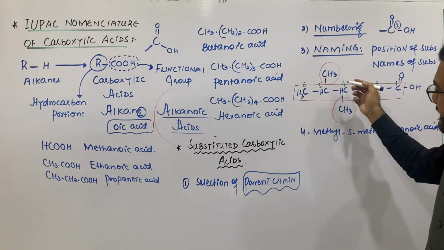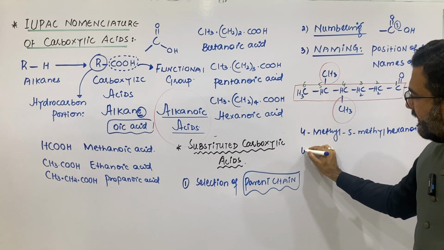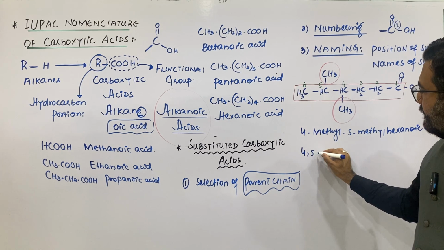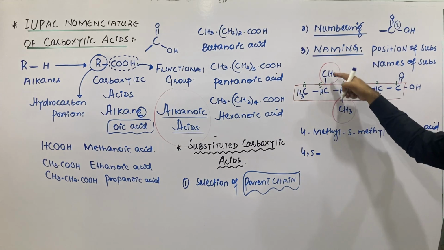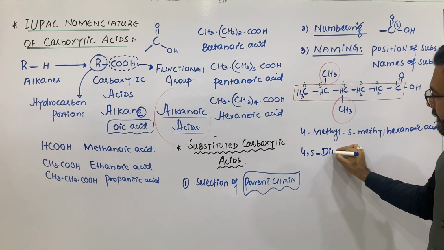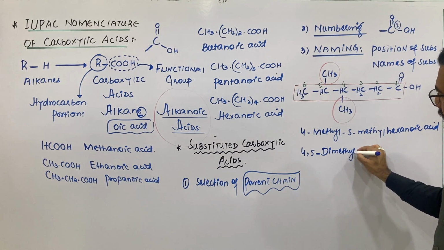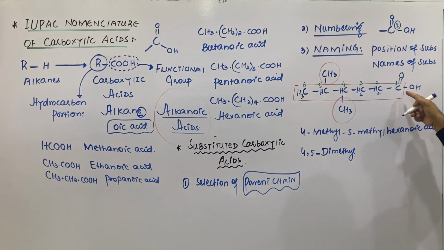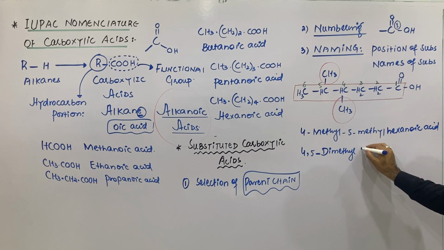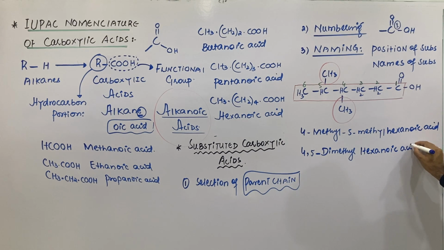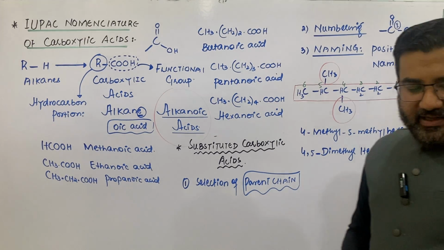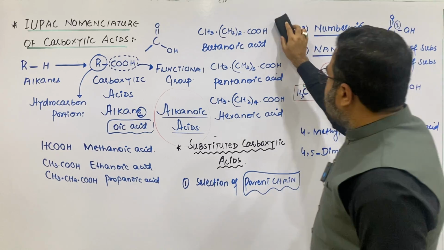When the two substituents are same, their positions will be mentioned like 4, 5. There will be a comma in between these two numbers. And there are two methyls, so you will write down dimethyl. And how many carbons are in the carboxylic acid? 6. So according to hexane, that will be called hexanoic acid. So that will be 4,5 dimethyl hexanoic acid. Now, my dear students, let us take some more examples.